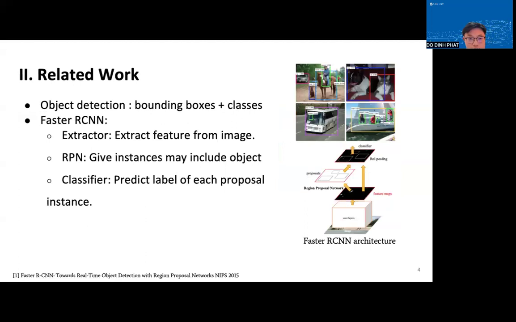Object detection is a computer vision task that predicts class and location of objects in an image or video frame. Like the image, there are objects, bounding boxes, and classes. Faster R-CNN is a typical detector using a CNN architecture. Faster R-CNN includes an extractor that extracts feature maps from the input image. The Region Proposal Network, RPN, makes instances that may include objects. The classifier predicts the label of each proposal instance.